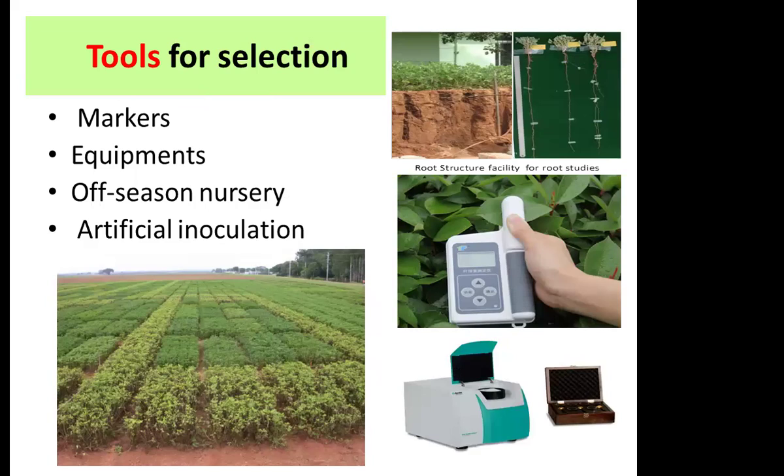And for some of the characters, we can't visualize them with eye judgment. Usually, we can't select for such characters, so we need markers for selection. And we have very good equipment now. This SPAD chlorophyll meter reading is actually a surrogate trait for drought resistance. It has been proven by our physiologists. And this has become a very handy tool in the hands of breeders to check the drought resistance capacity.